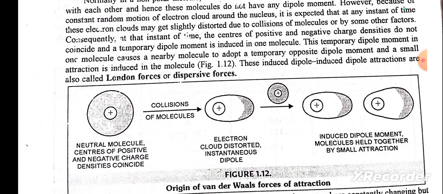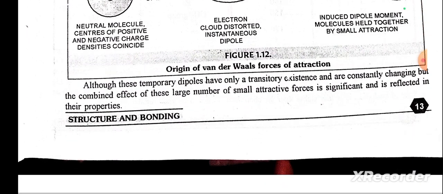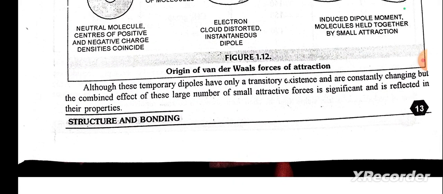The temporary dipole moment in one molecule causes a similar temporary dipole moment in another molecule, so a small attraction is induced between the molecules. These induced dipole attractions are called London forces or dispersion forces. Also, these are temporary dipoles which exist constantly, and the combined effect of the large number of attractive forces is significant and is reflected in their properties.